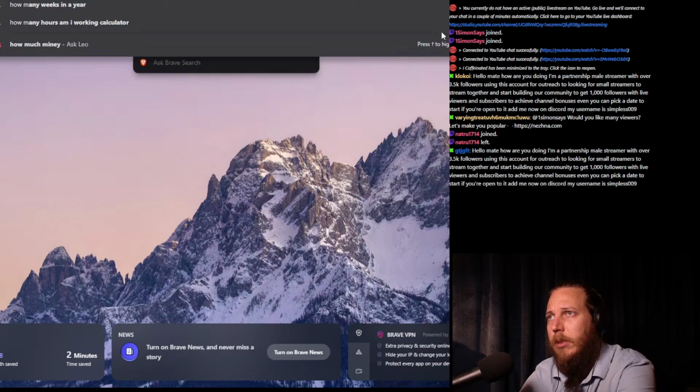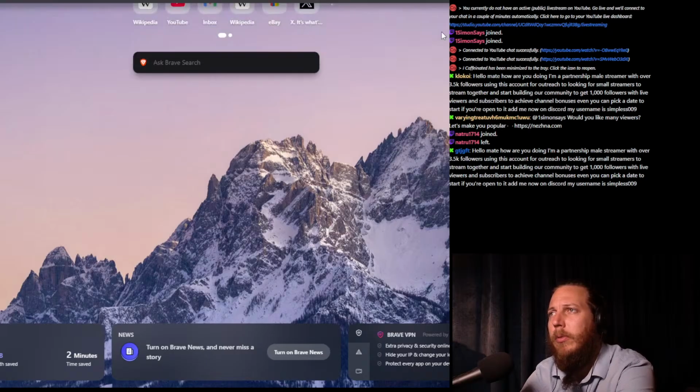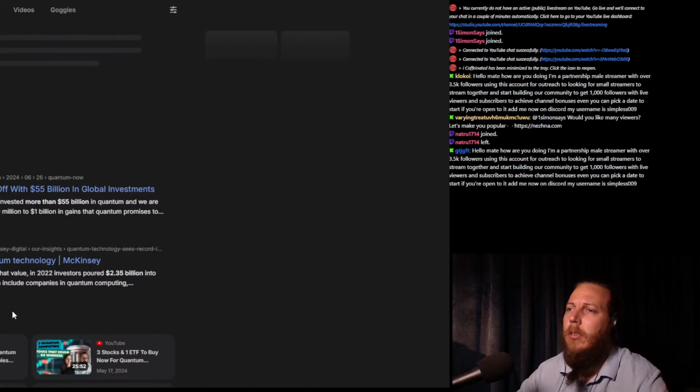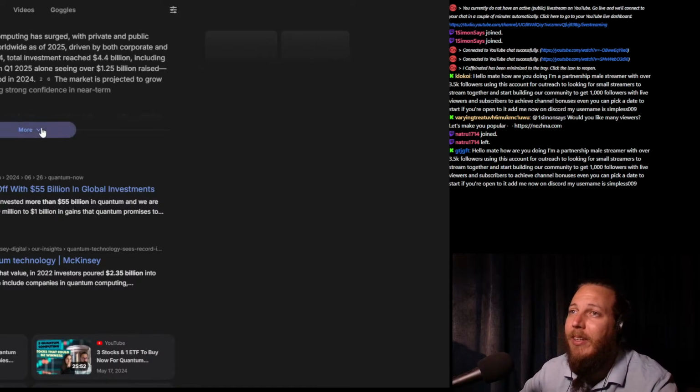How much money has been invested in quantum computing? 55 billion?